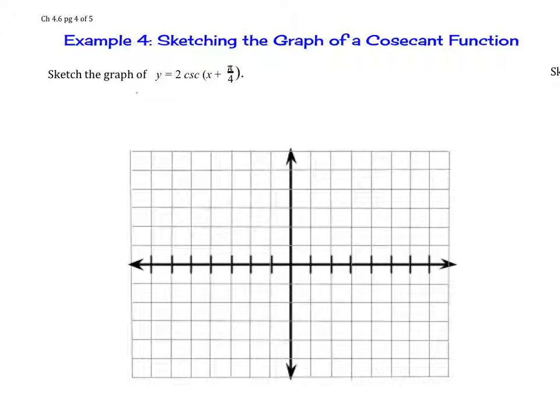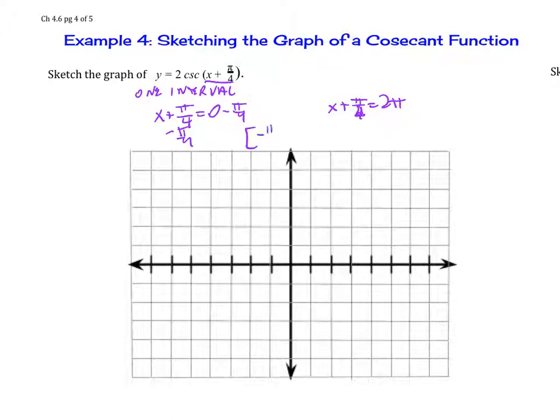Let's figure out the one interval. So again, you set this piece inside to 0 and to 2 pi to solve. So x plus pi over 4 equals 0. And x plus pi over 4 equals 2 pi. So subtract pi over 4. We know that the left side is negative pi over 4. On the right side, we're going to subtract pi over 4 from that. So that becomes 8 pi over 4 minus pi over 4. So it's going to be 7 pi over 4.